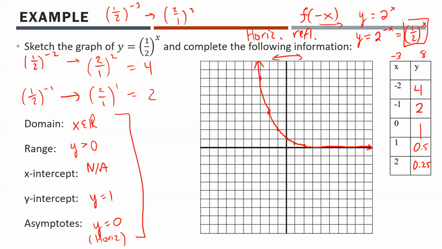1 over 2 to the power of x, which is what this question is looking for, is therefore the horizontal reflection of y is equal to 2 to the power of x, which is the first example that we did, right? Kind of an interesting result out of that. And again, you didn't need to make that connection, but it is kind of a cool connection to make nonetheless.